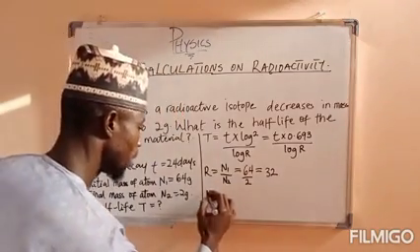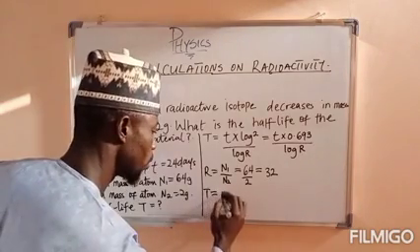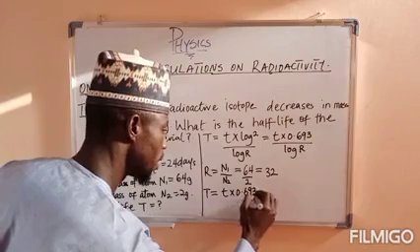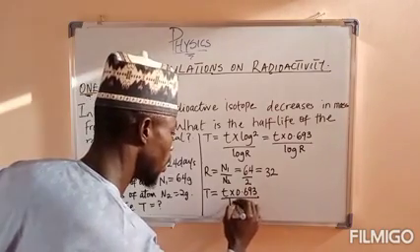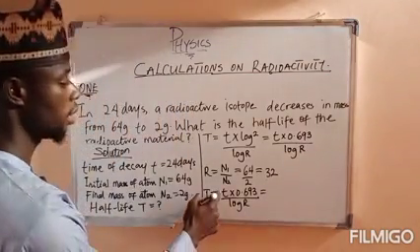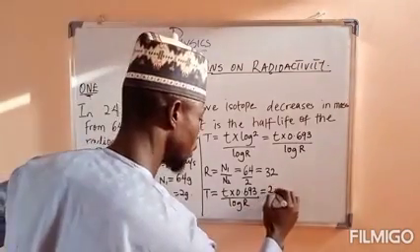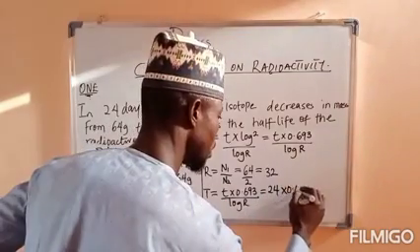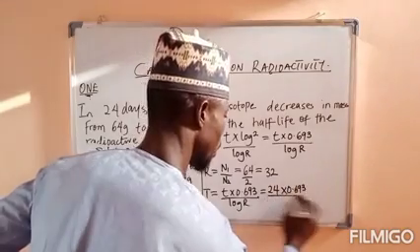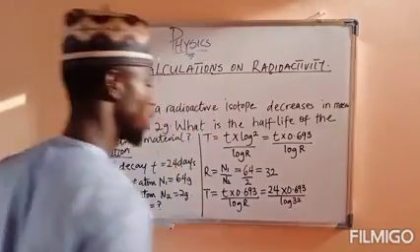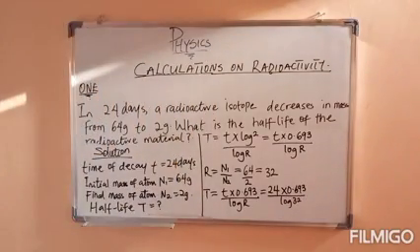Hence, the half-life is equal to t times 0.693 all over natural log of r, which becomes t is 24 days, 24 multiplied by 0.693 all over natural log of 32. I hope we are following.